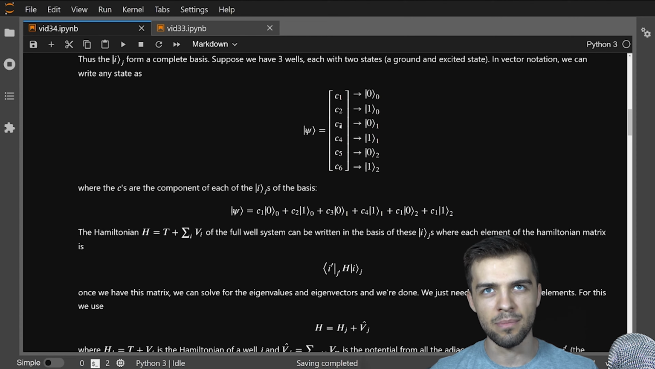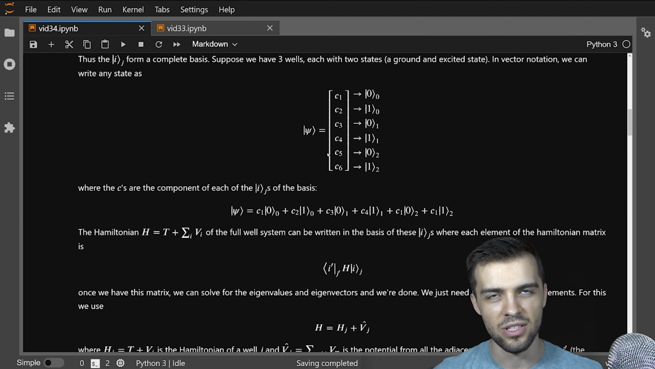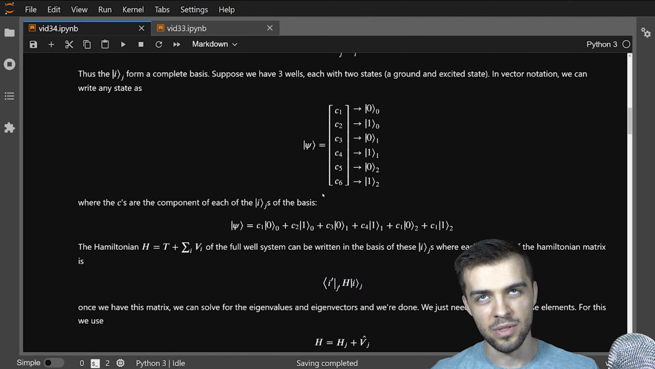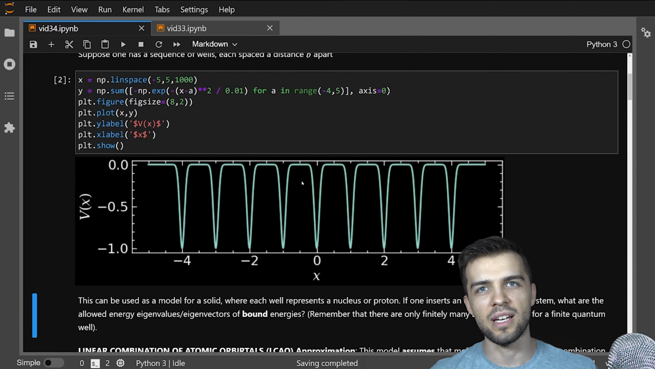A vector has 6 components. These represent the ground and first excited state of the 0th well, the ground and first excited state of the second, and the ground and first excited state of the third, like this. And so we can represent our quantum state like this, and it tells you how much of each wave function contributes to your state. So for example, if this was just 1, 0, 0, 0, 0, 0, it would just be the ground state of this well.